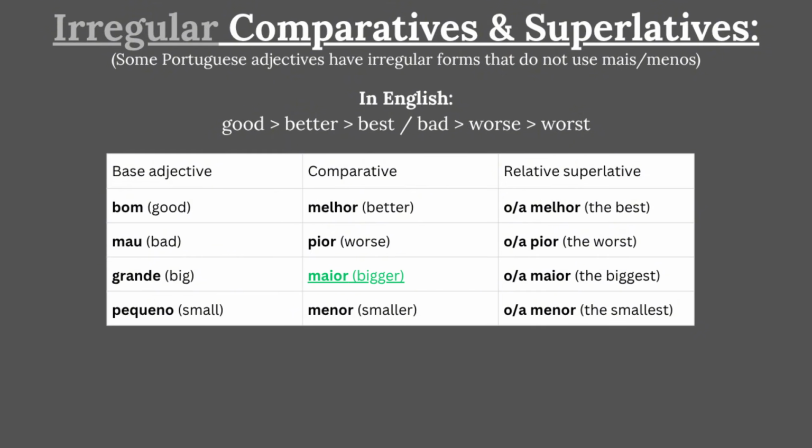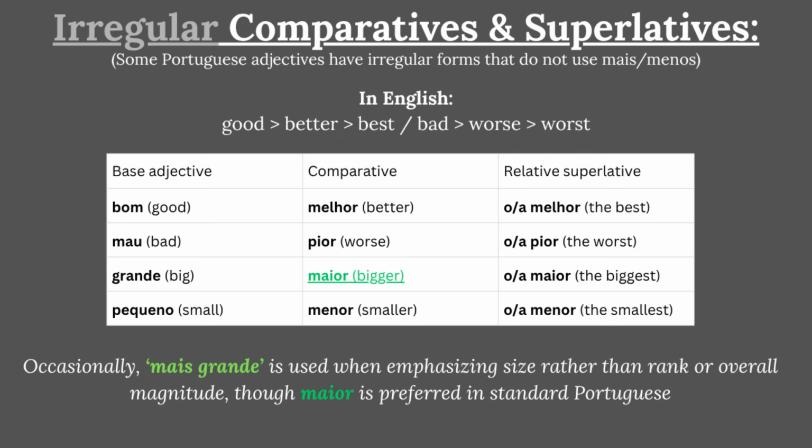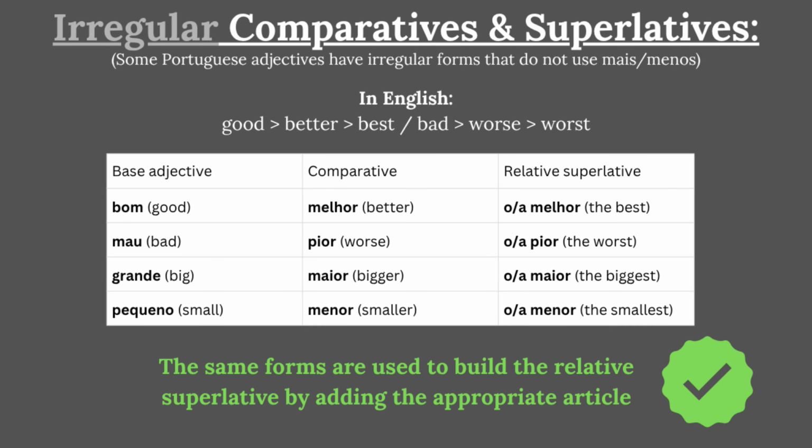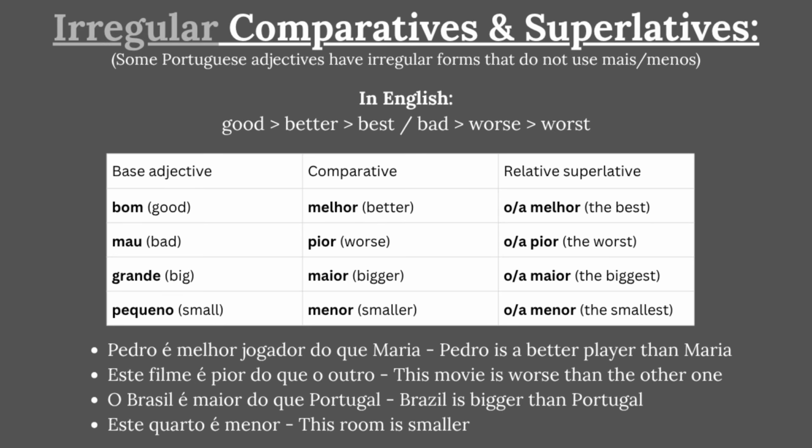As a note, while maior is the standard word in Portuguese, it's occasionally possible to say mais grande, but this would emphasize the size of something rather than rank. In any case, the key idea is that comparatives use the same forms to make the relative superlatives, only with an article. Some examples are: Pedro é o melhor jogador do que Maria. Este filme é pior do que o outro. O Brasil é maior do que Portugal. Este quarto é menor. Overall, this is how comparatives and superlatives fully work in Portuguese.